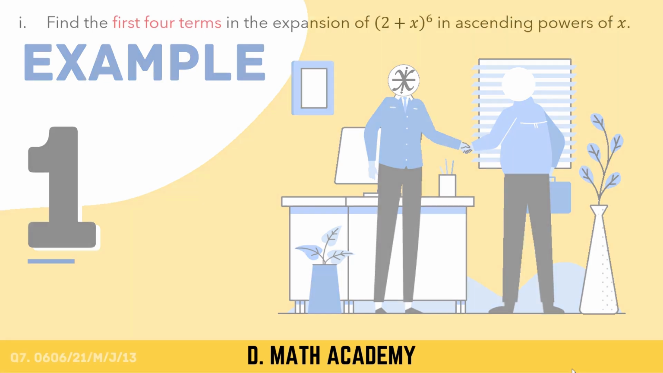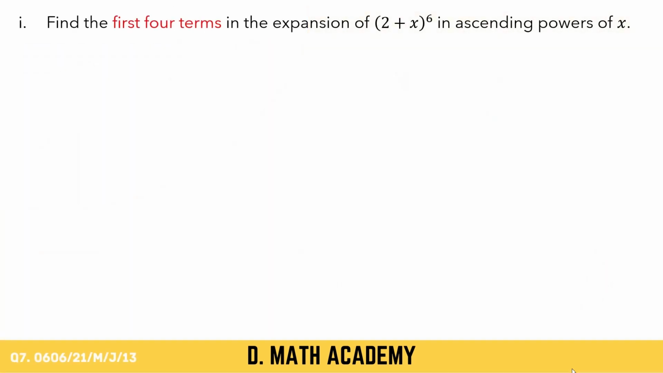So in example 1 here, find the first 4 terms in the expansion of (2 + x)^6 in ascending powers of x. For this question number 1, remember that I asked you to assess yourself on identifying how many terms you can actually expand. The maximum number of terms that you can expand from this is 7. How did I know that? It's because it is always 1 more than the power. So we have a power of 6 over here. Just add 1, then you know you can actually expand it to 7 terms.